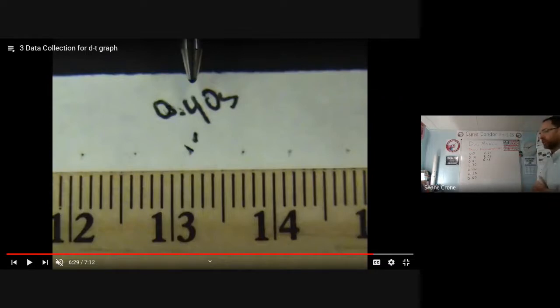It'll take about 20 seconds here to finish this one. That's going to be going here in 0.4. 0.4 in your table.